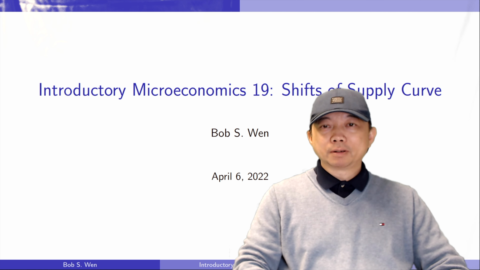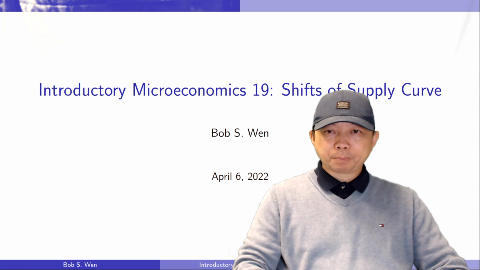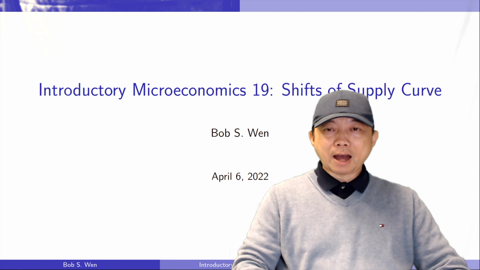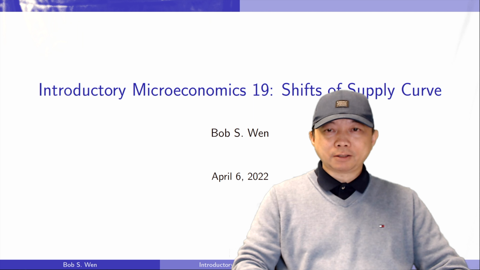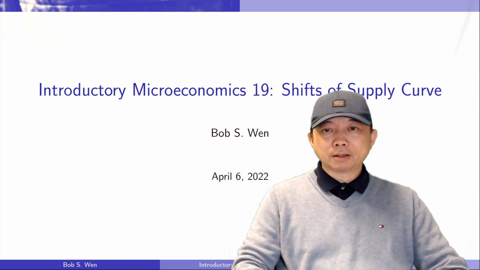Hi, I'm Bob. The supply curve illustrates the relationship between the price of a good and the quantity supplied at that price, holding constant other factors that influence supply. The supply curve is usually upward sloping. A change in the price of a good causes a movement along the supply curve.